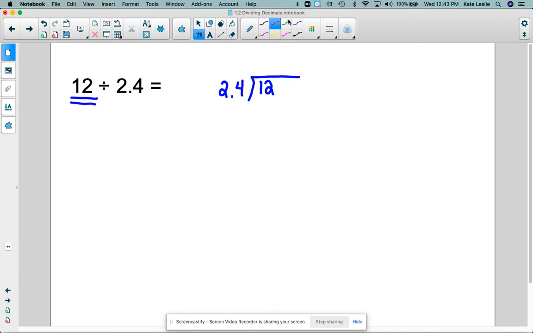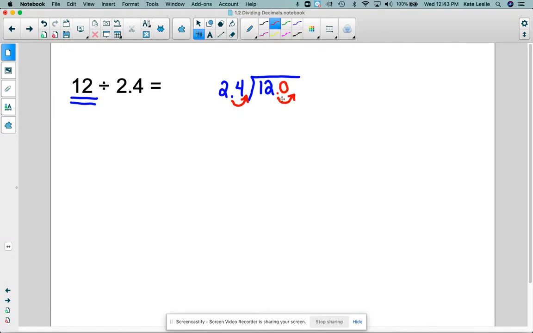Now, first step, we need to get rid of this decimal point. And I know in order to do that, I have to move the decimal 1 space so that it's behind the 4. Whatever you do to your divisor, you must also do to your dividend. However, there is no decimal point in 12. Hopefully we remember that a decimal point is always located behind a number when it's not given. So if I move this one space to the right, I have to move this one space to the right. You're going to place a 0 in that empty spot.